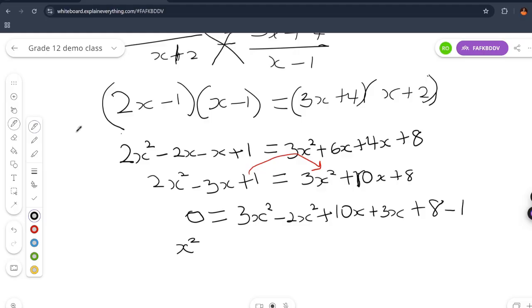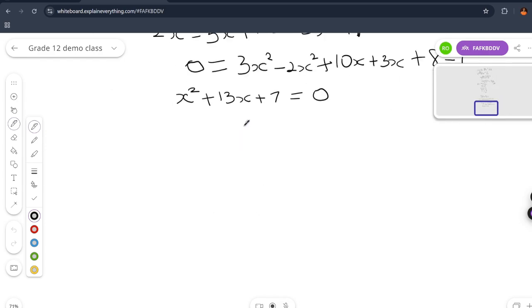10x plus 3x would give 13x, good. And then 8 minus 1 will give what? Plus 7, and that will be equal to 0. So we've gotten a quadratic equation from solving an algebraic equation. Now what do we do? We simplify, we solve further.